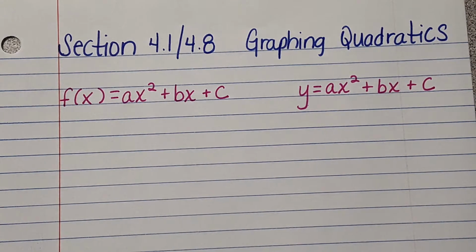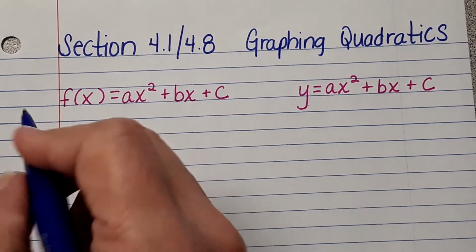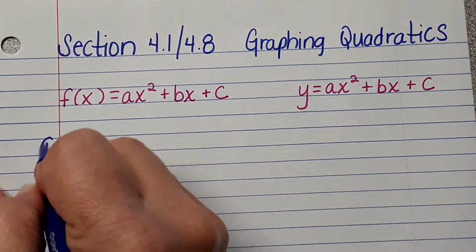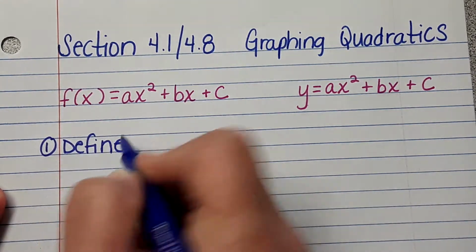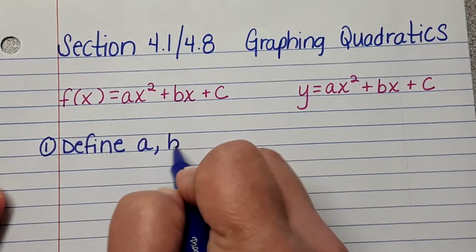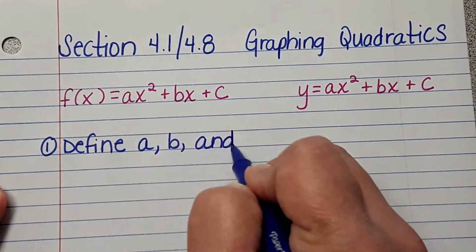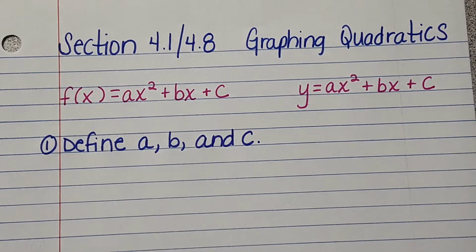So the first thing you really need to do, and I didn't write this in my first period, is define A, B, and C. So we're just going to put that little step in. Define A, B, and C. Because those are really going to be useful when we get into factoring, when we complete the square. So you want to remember what is A, what is B, what is C.